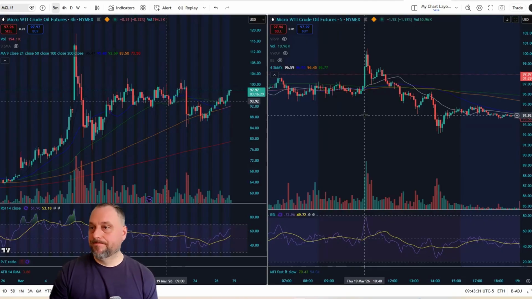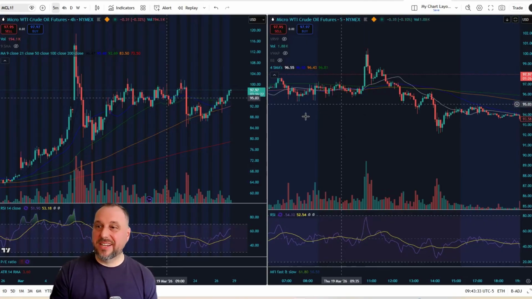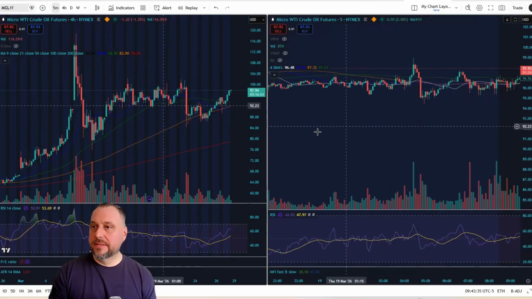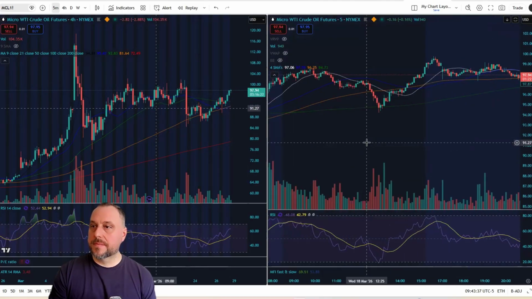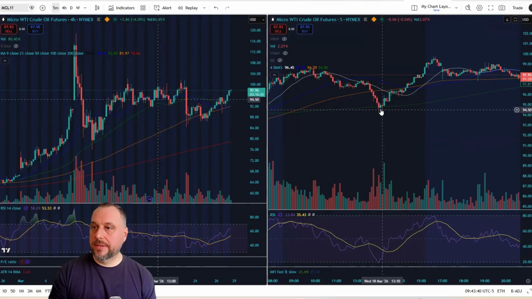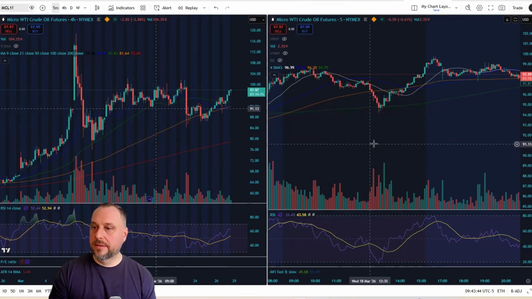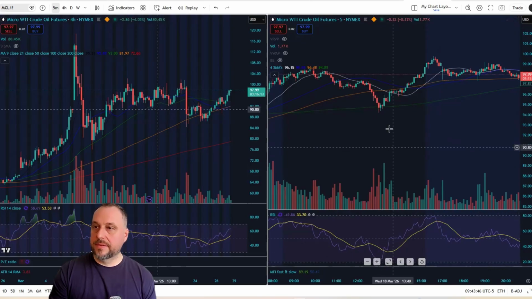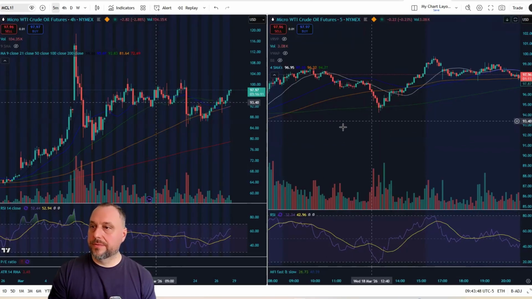That's still not completely terrible to me. This is later in the day. I probably wouldn't have traded this, but it still kind of verifies the idea. And again, this is a situation where RSI would have confirmed.